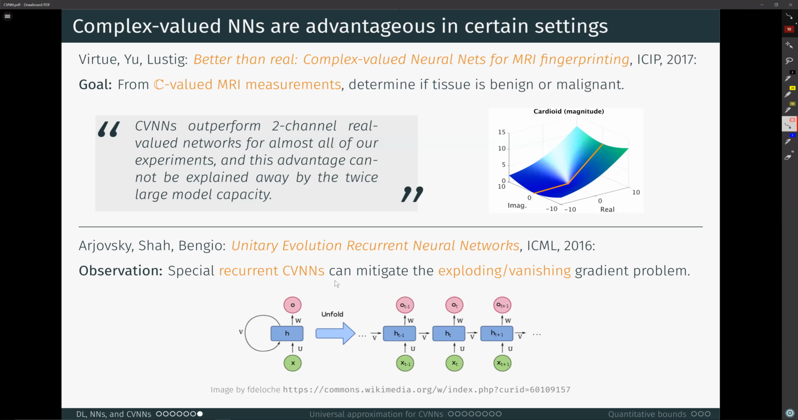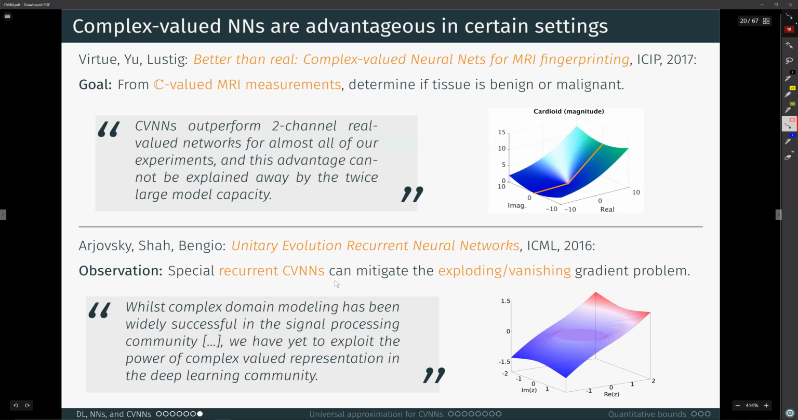And what they write is that while complex methods or representation systems based on complex numbers have been very successful in signal processing, this is not the case in the deep learning community. And they see their paper as one of the first trying to exploit the possible benefits of complex-valued networks. Okay, so with this motivation, let's go down to the actual results.